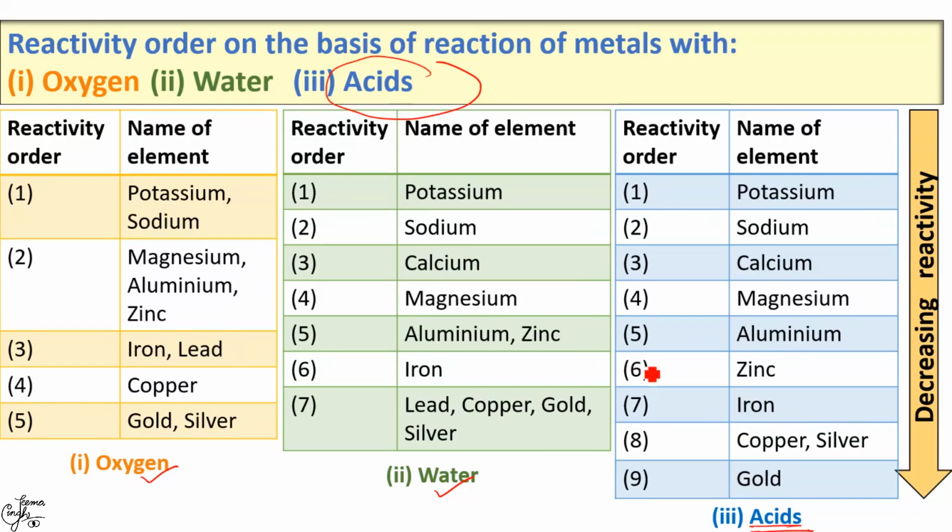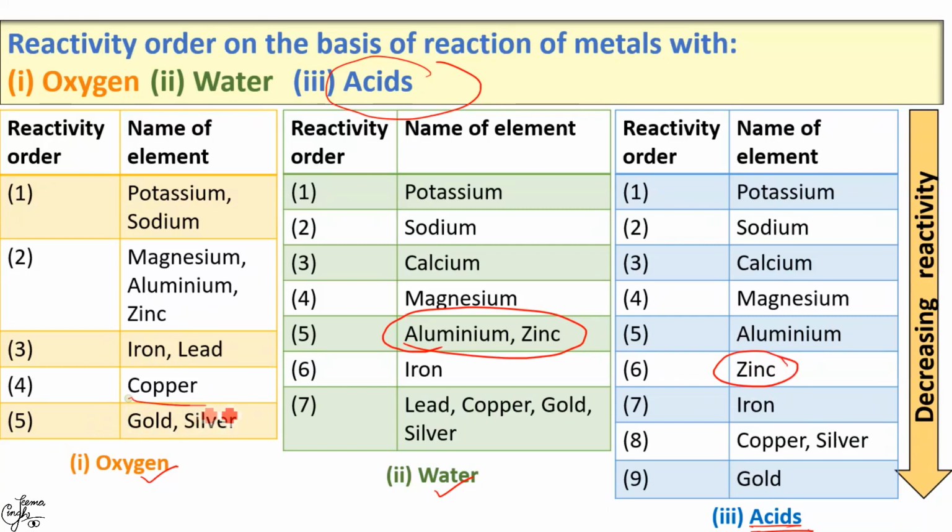We can see that we could further segregate aluminium and zinc. You can see here, aluminium and zinc occupied the same slot when they reacted with water. But here, since zinc is less reactive as compared to aluminium, it occupies a lower slot.